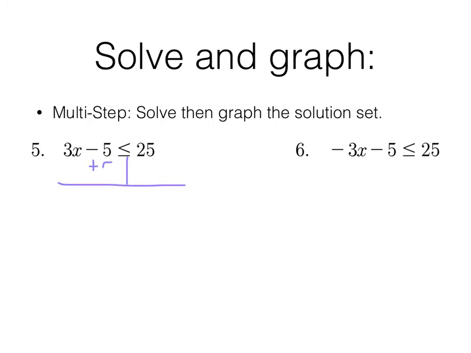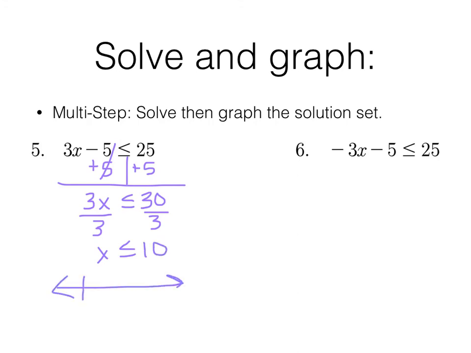We're going to add 5 to each side of this one because we're undoing our addition or subtraction first. Nothing has changed. 3x is less than or equal to 30. We divide both sides by 3. X is less than or equal to 10. So on our inequality graph, we put 9, 10, 11. Closed circle, shaded down.